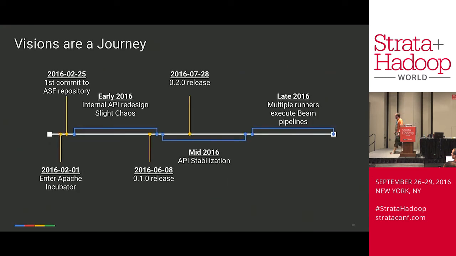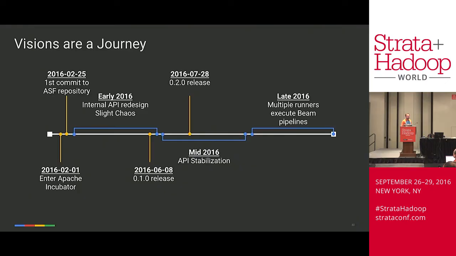Rough timeline of the project. So we entered incubation in February. Quite a lot of chaos in the beginning because there was all the package renaming, and this was a good chance to make breaking changes. We've kind of entered a phase of API stabilization, and the goal is to, by the end of the year, have stable releases running on multiple runners.